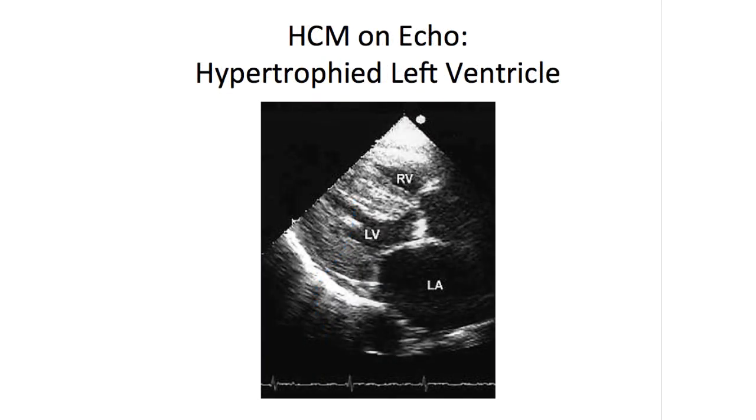On the echocardiogram, you will see the hypertrophied left ventricle. The actual chamber is anechoic, meaning that the area will be very dark. This is due to the presence of blood. You can see the thick ventricle surrounding this chamber.